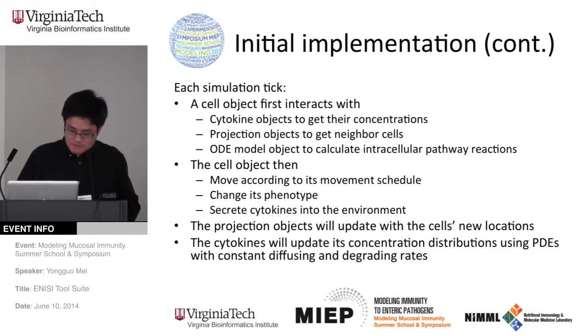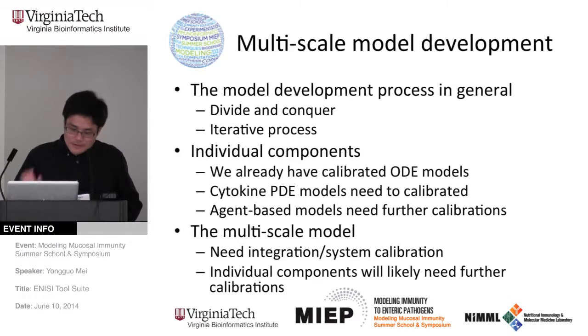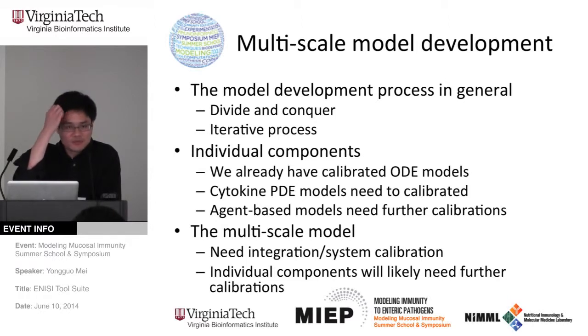I guess this is too much detail. So lastly, I want to say, well, we are still very initial. There is a lot of work we need to do, like whether we have to reduce the model instead of using the huge model. We have to do something. So in general, for this multi-scale model development, it's divide and conquer. It's iterative. You have to have good models for each scale, and then you do some integral fitting.